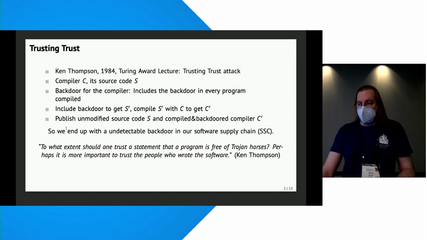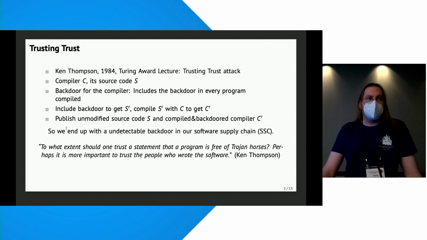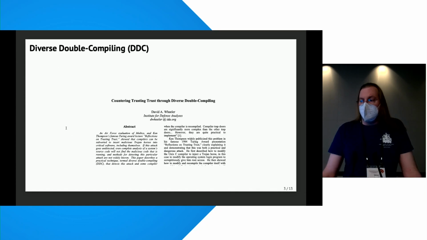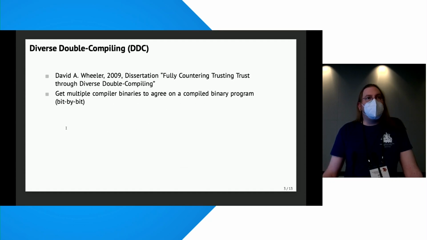So Ken Thompson said, well, to what extent should one trust the statement that a program is free of Trojan horses? Perhaps it's more important to trust the people who wrote the software. And this was true until there was this paper and a dissertation by David A. Wheeler called Countering Trusting Trust Through Diverse Double Compiling. This is the defense for the trusting trust attack.